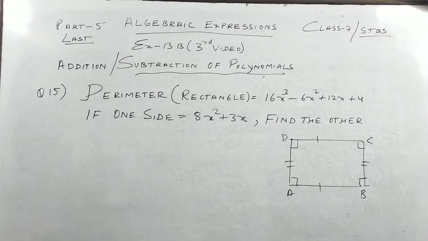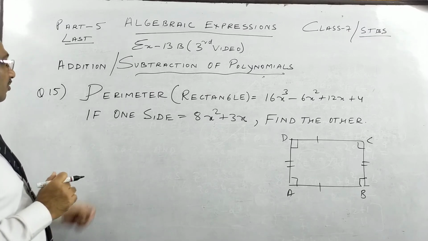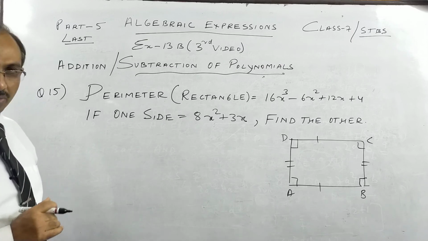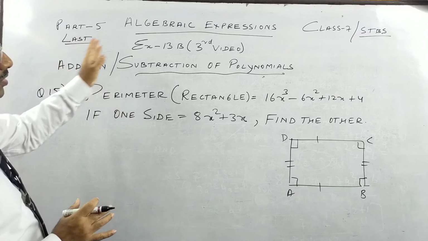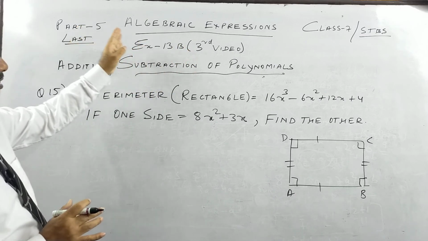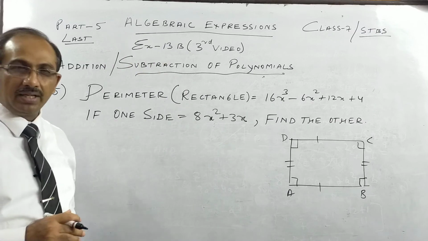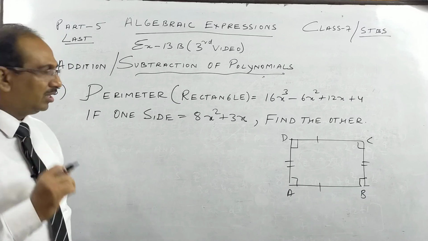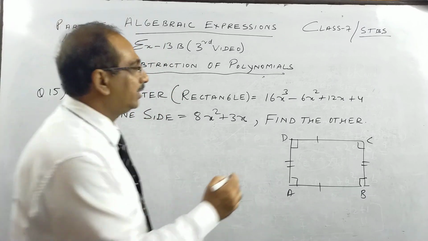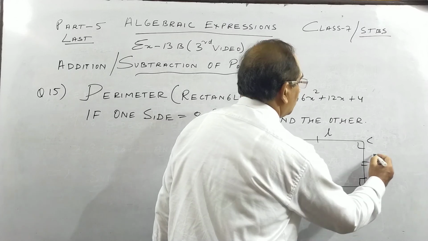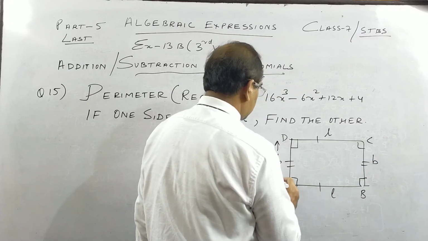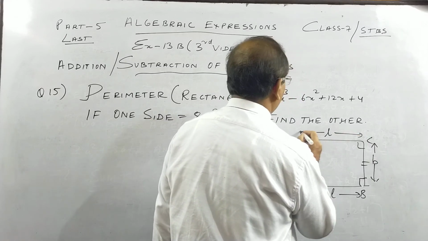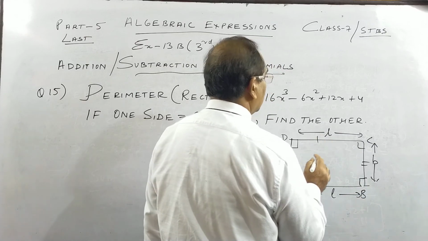So finally we move on to the very last question of our exercise 13b, and with this we are going to finish this full 5-part video lesson on algebraic expression. This may be hard for class 7 a little bit, but you have to understand. So this is a rectangle, children. It has 2 lengths and 2 breadths. The shorter distance is called breadth and the longer is called length. So length is generally more.